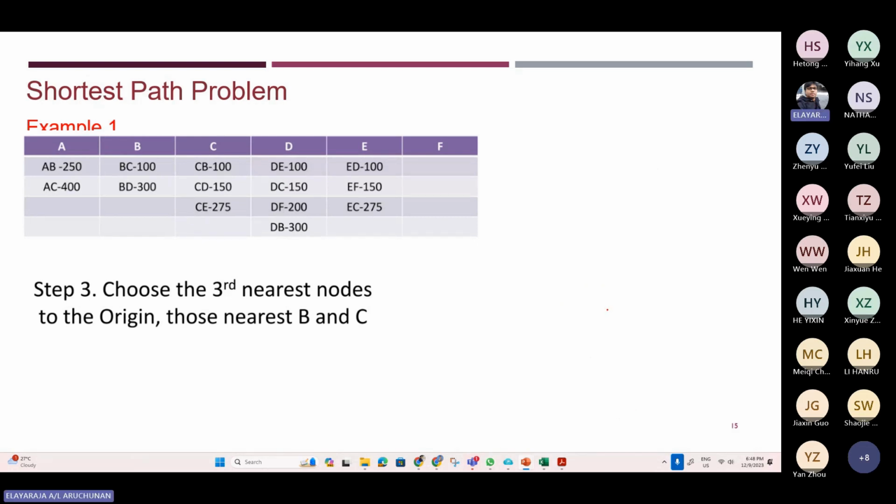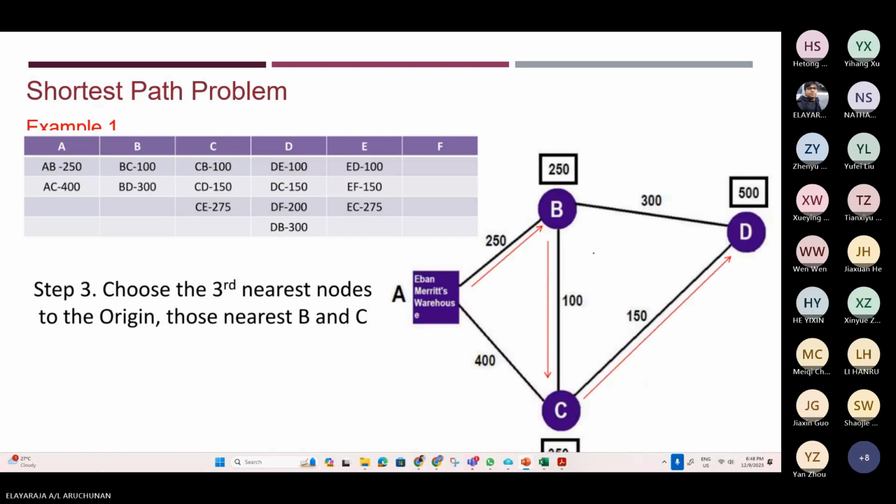Moving on. Step 3, you need to choose the third nearest node to the origin, which is nearest to B and C. You need to check which is nearest to D, whether 300 or 150. You can see clearly that the distance from B to D is about 300 kilometers. Just take an example, 200 kilometers. It's a longer way compared to the distance between C and D. So we stick to that 150. You just add 250 plus 100 and then plus 150. So the total distance that we know now is about 500. All right, now next.